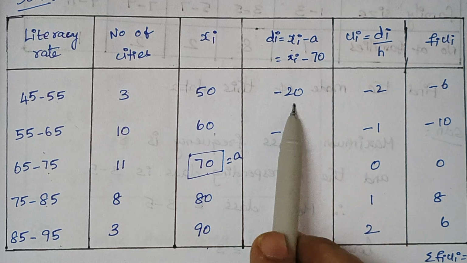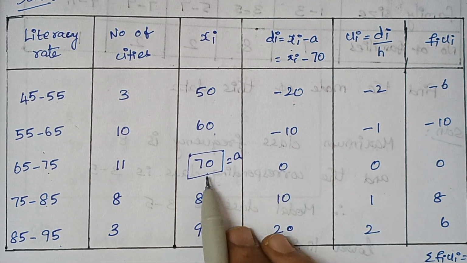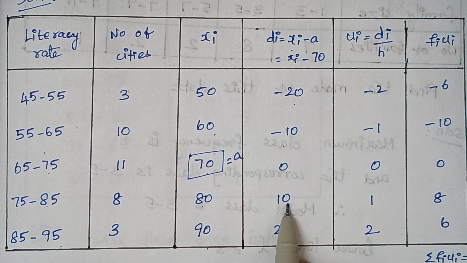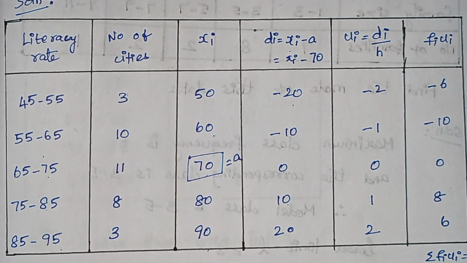50 minus 70 is minus 20. Again 60 minus 70 is minus 10. 70 minus 70 gives you 0, 80 minus 70 gives you plus 10, and 90 minus 70 gives you 20. So this is your di.